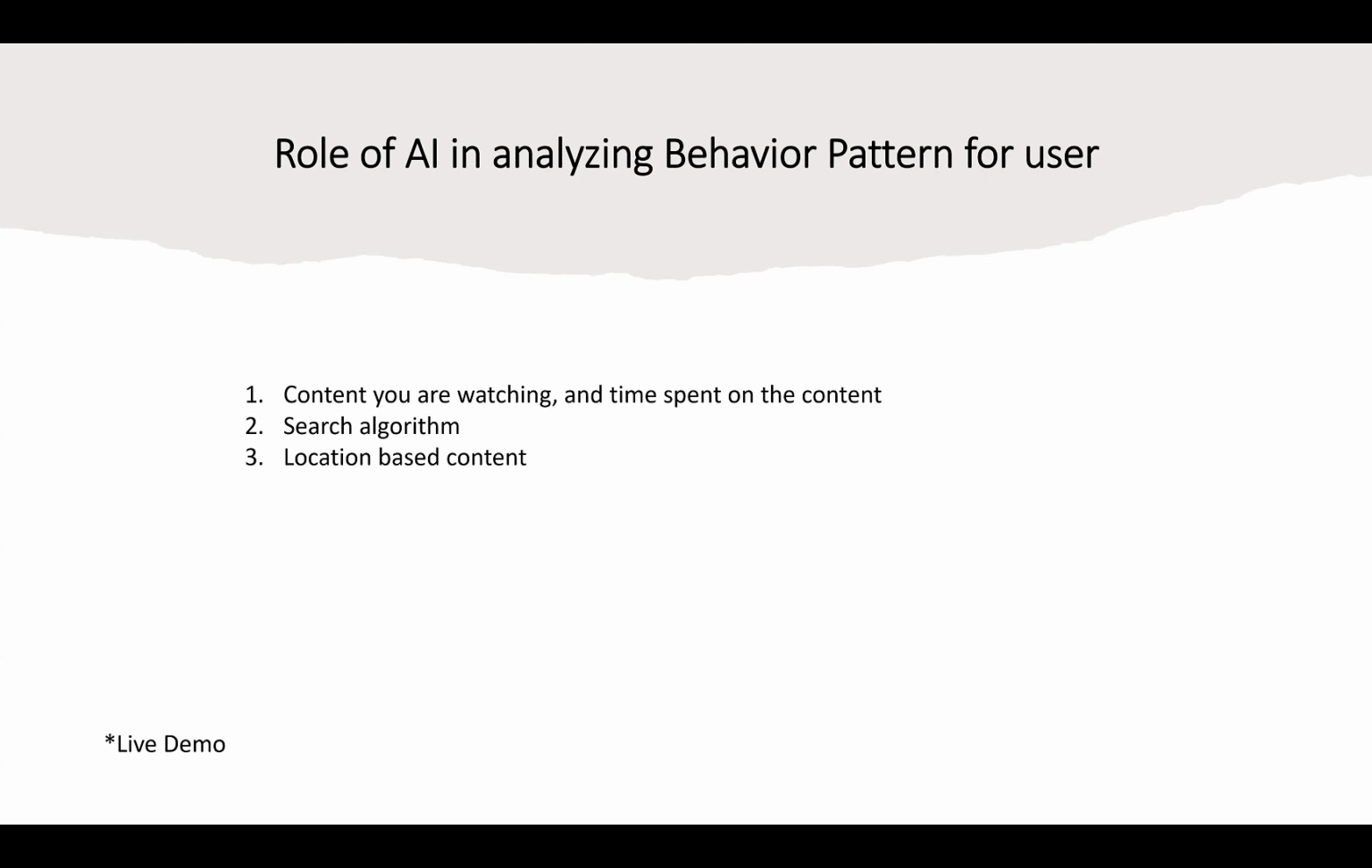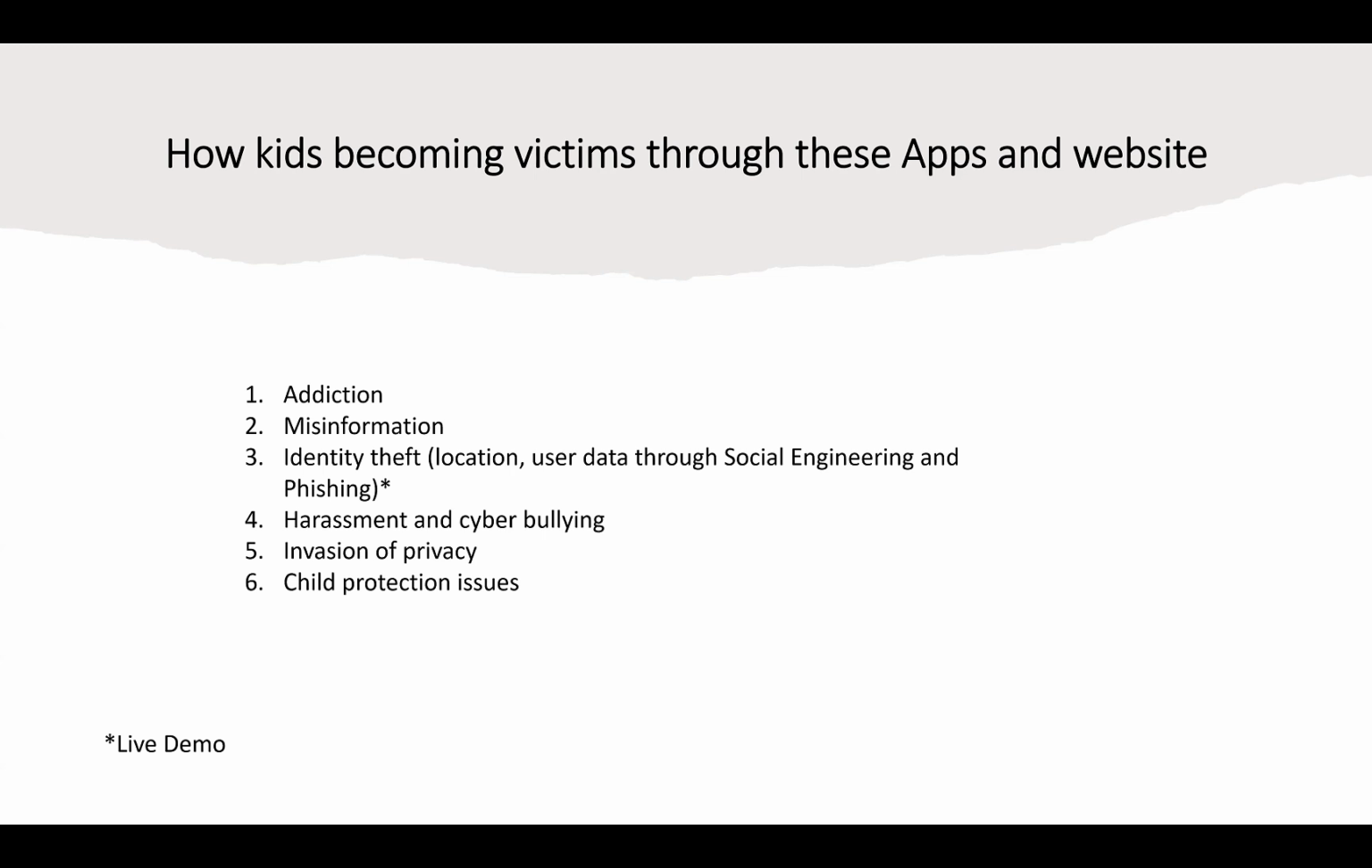Okay, and location-based content, obviously he explained that with an important example. So how are kids becoming victims through these apps and websites? Number one is addiction. The app makes the user stay a long time by showing whatever content the user needs. Then misinformation. Then the main one is identity theft.